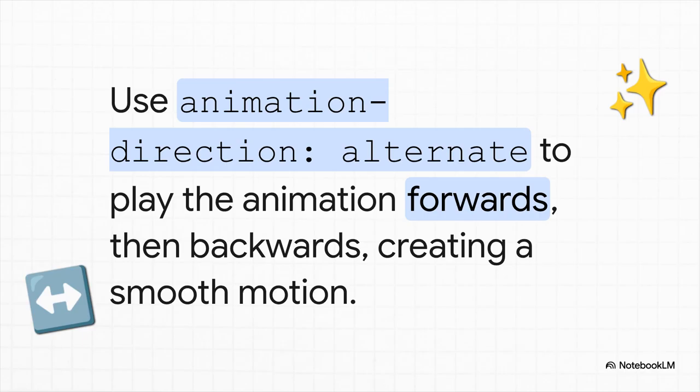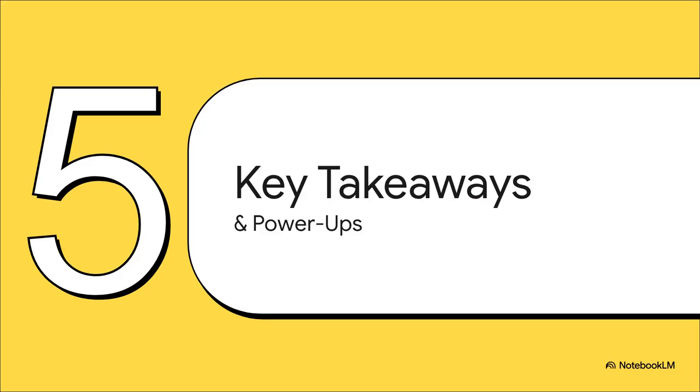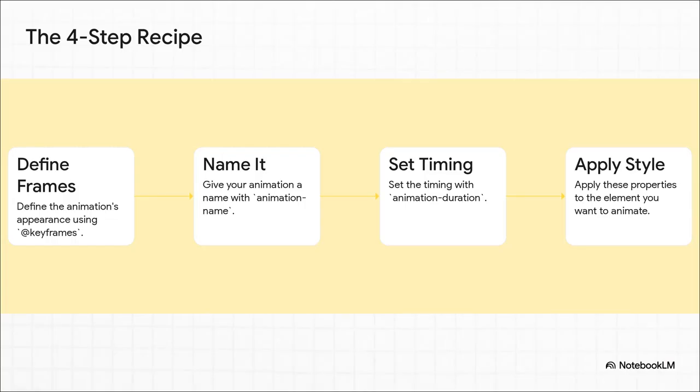So much better. We've actually covered a lot of ground in just a few minutes. So let's quickly recap the most important points, and I'll even throw in a pro tip to make your code a little cleaner. So it all comes down to this 4-step process. 1. Define the what, the appearance, using @keyframes. 2. Give your animation a name with animation-name. 3. Set the timing with animation-duration. And 4. Apply those properties to the element you want to bring to life.